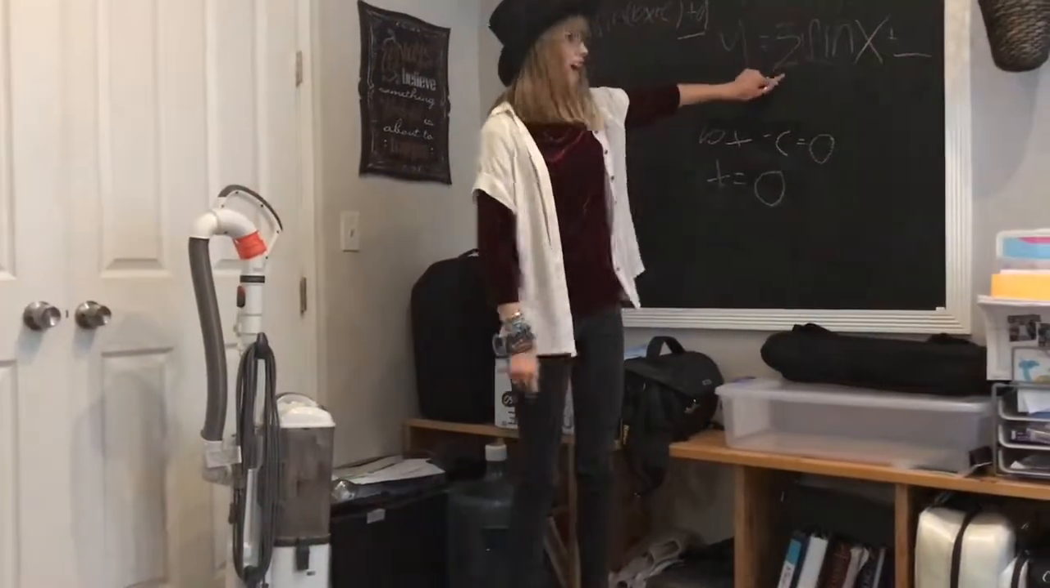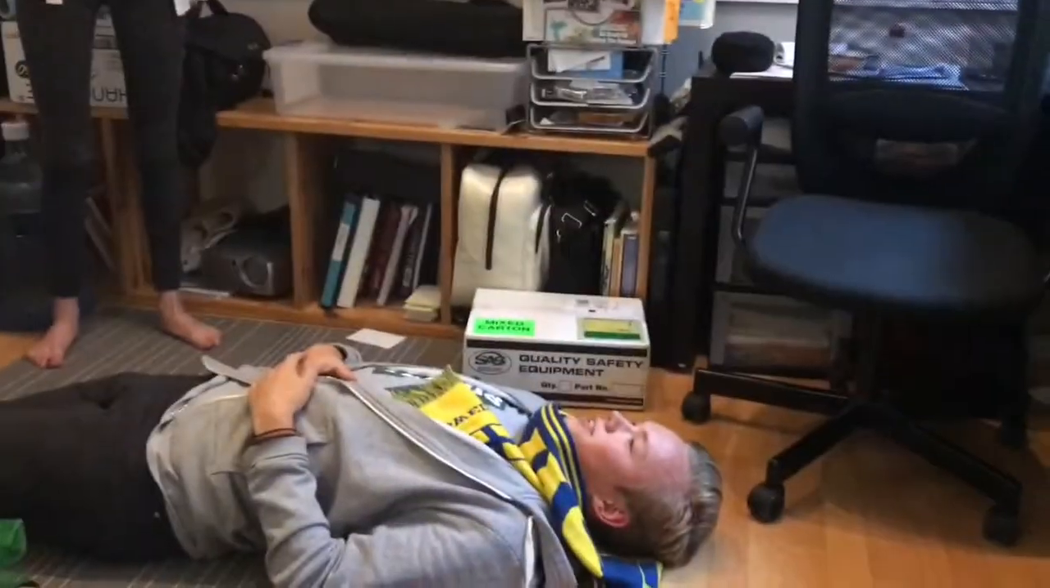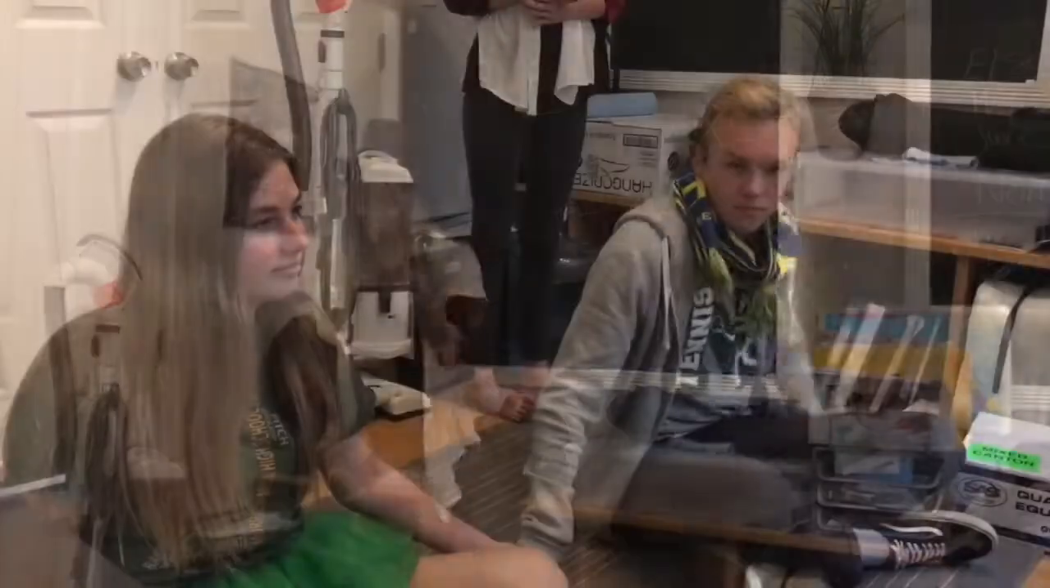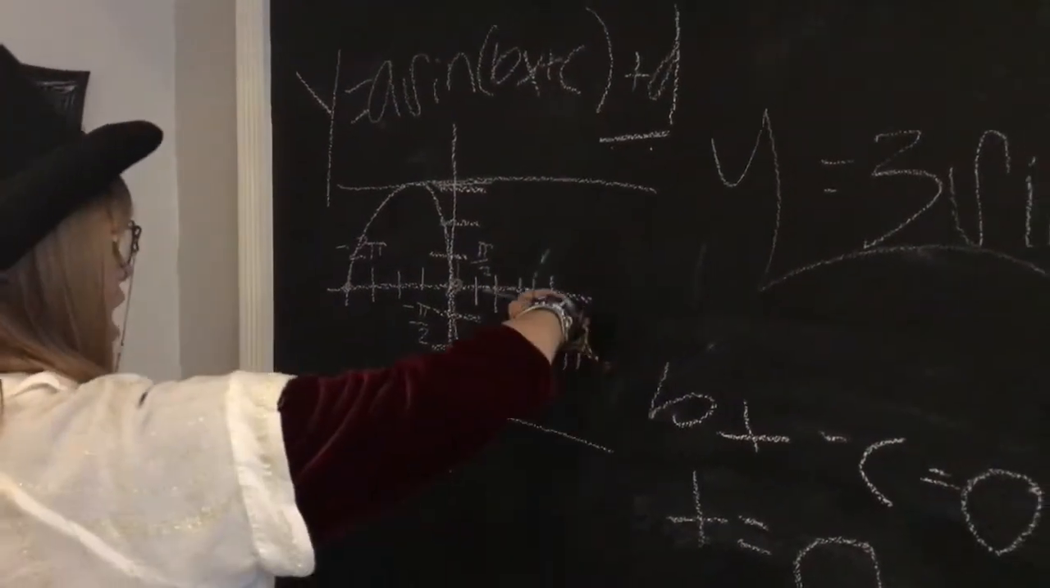Are we ready to demonstrate our graphs? Yes, ma'am. Midline is 0. Amplitude of 3. The period is 2 pi. And the phase shift is x equals 0. All right, let's get going. Here we go. Woo!